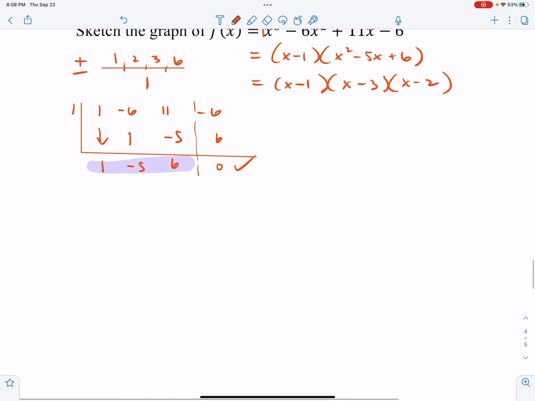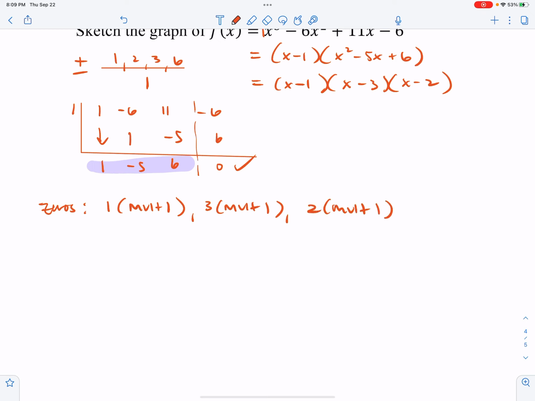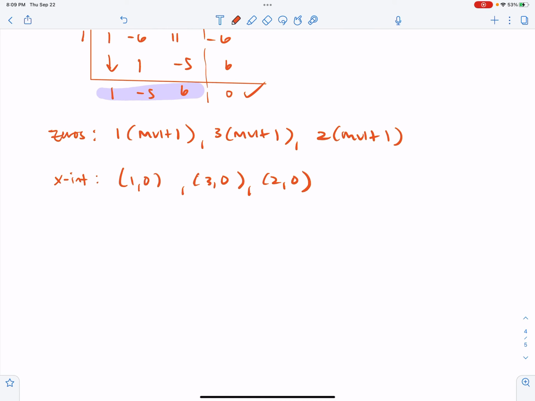Okay, so our real zeros with their multiplicities would be 1 with multiplicity 1, 3 also multiplicity 1, 2 also multiplicity 1. And our x-intercepts then are (1, 0), (3, 0), and (2, 0). And then the graph, because each of those has a multiplicity of 1, the graph will end up crossing straight through each of those points like a line.